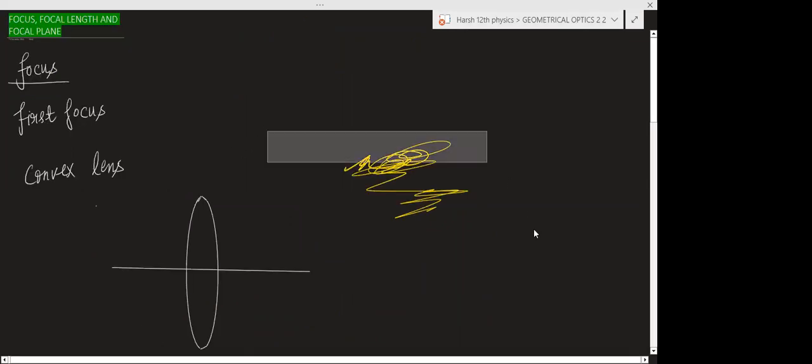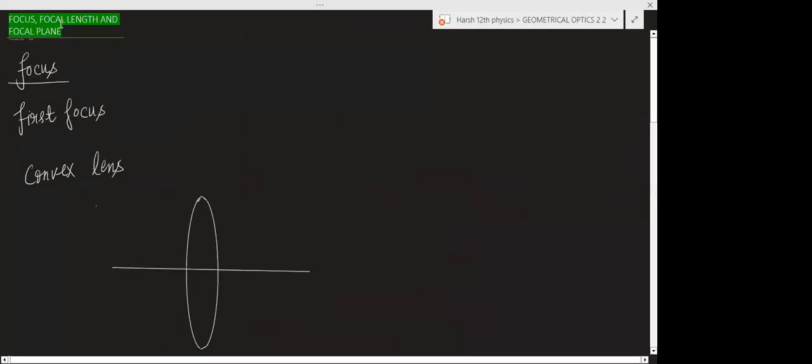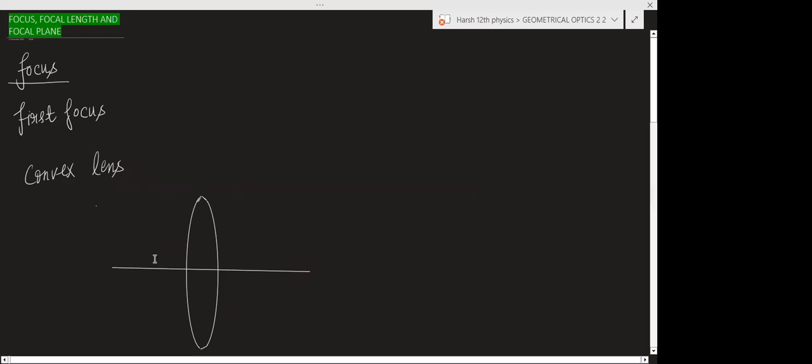Now we will discuss the focus, focal length, and the focal plane. So first we will discuss the first focus of a convex lens. In case of a mirror there is only one focus, but in case of lenses there are two foci. F-O-C-I. Foci is the plural of focus.